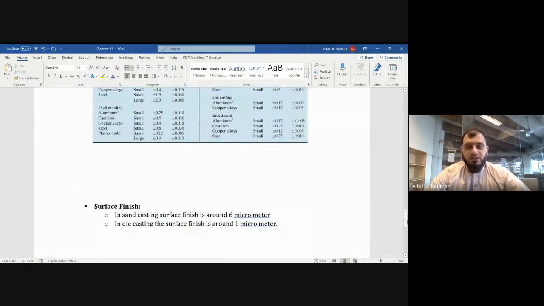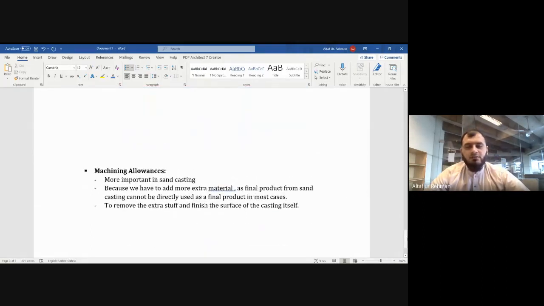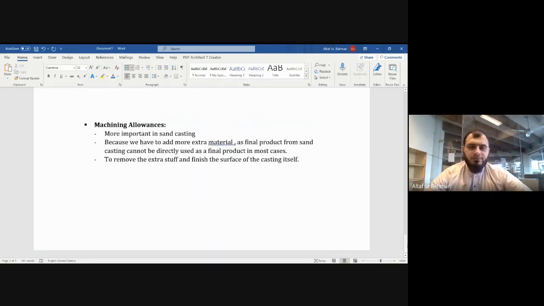And finally, the surface finish. In sand casting the surface finish is around 6 micrometer, and for other processes like die casting it is around 1 micrometer. Other types like investment casting and shell casting have quite a better surface quality than sand casting. Machining allowance allows for any extra material added to the original dimensions, so we can machine the product finally and it can be used as a final product. Okay, that's all for today. Thank you.